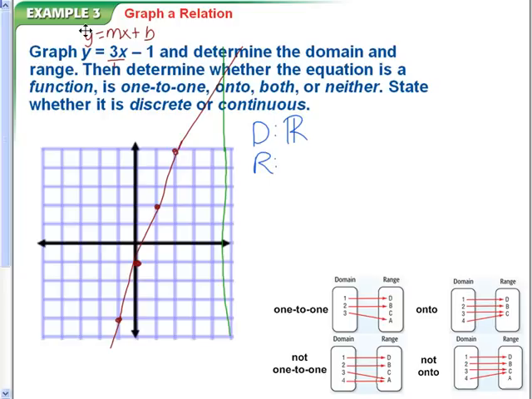Now the range we work similarly with. In this case though, we are going to do a horizontal line to run through the y-axis. And again, we need to determine when will this line intersect the graph. So we can see all through here it'll intersect the graph. But again, when it gets down here, will it intersect the graph? Again, we know lines go on forever, so yes, we know it will always intersect the graph. So this range is also all real numbers.